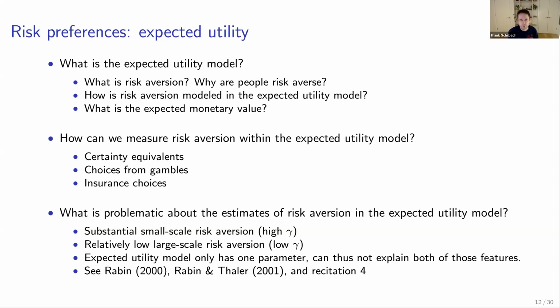So essentially, if you try to match small-scale risk aversion, then you need a very large, high gamma. And if you try to match large-scale risk aversion, you need a low gamma, and that brings trouble because you can't explain both of those things. Matthew Rabin and Thaler, as well as Recitation 4, discuss this conundrum, this issue, in quite a bit of detail.